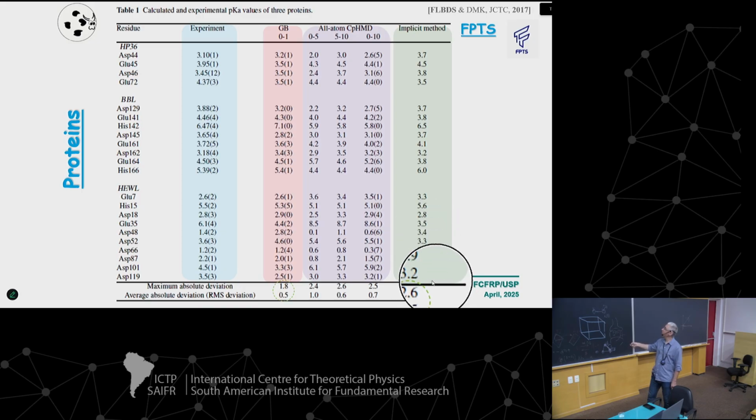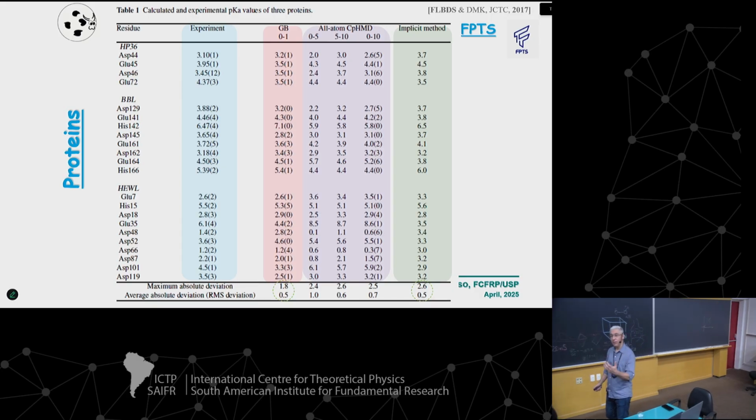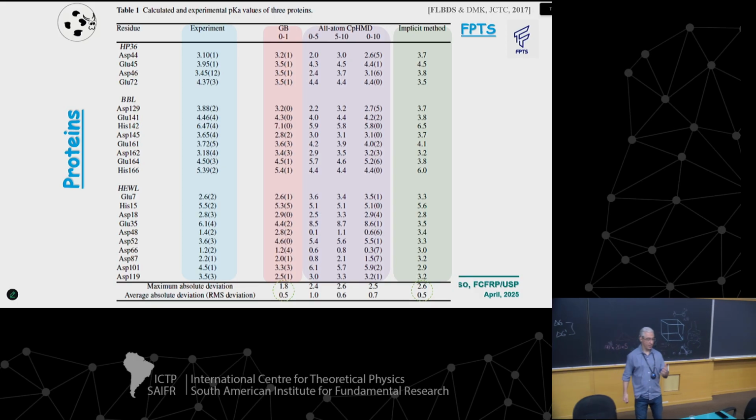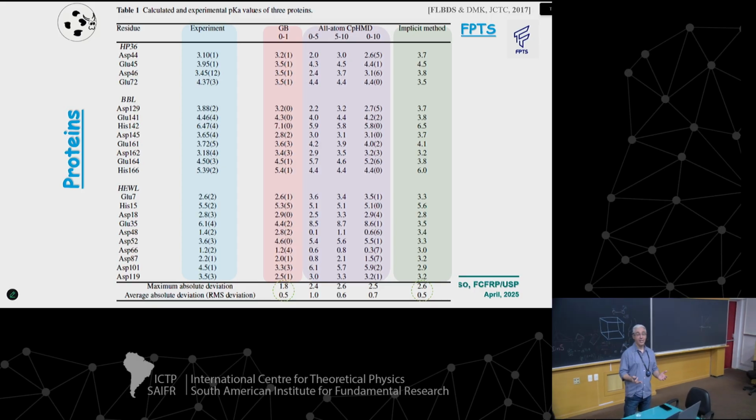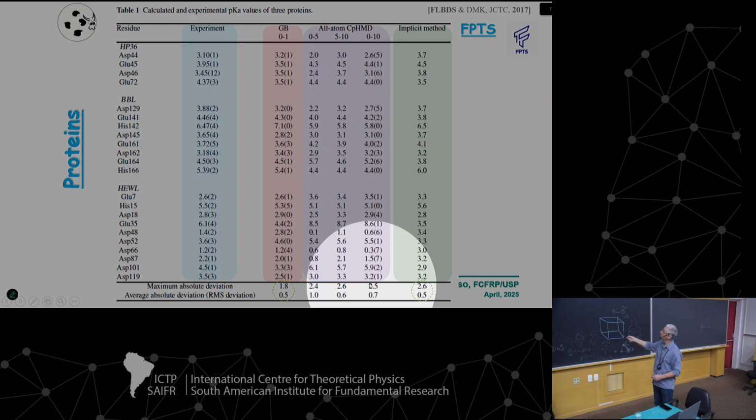It can give some larger deviations, but you may be surprised that if you run a full all-atom simulation at constant pH, the results are worse. And they take much, much, much longer. So you can see the comparison here. I mean, the errors compared to the experimental data using all-atom simulations are worse than what we can get here.